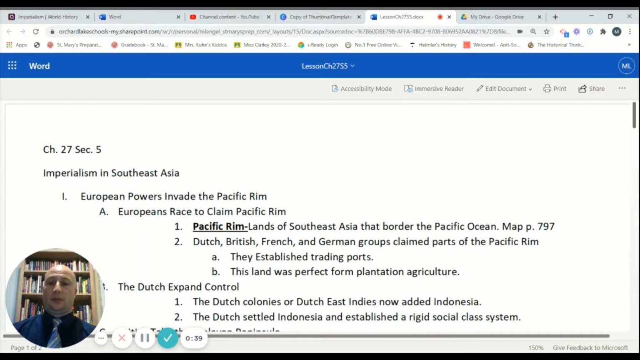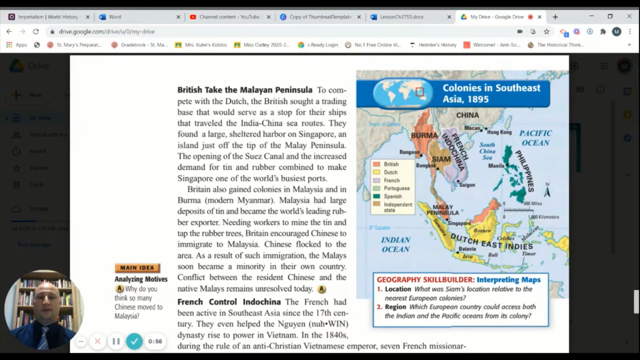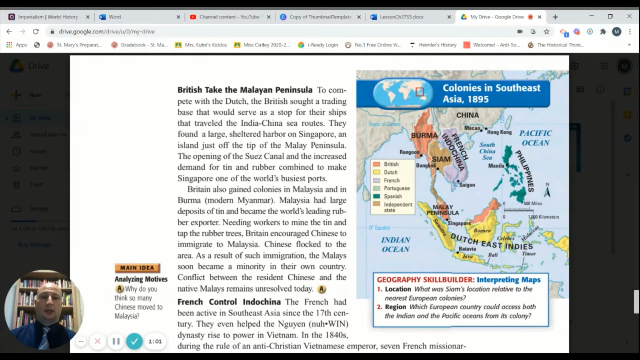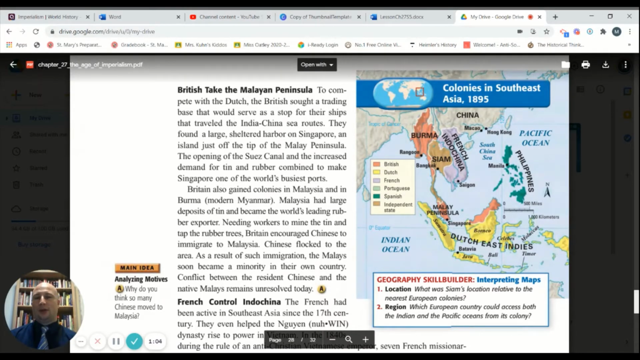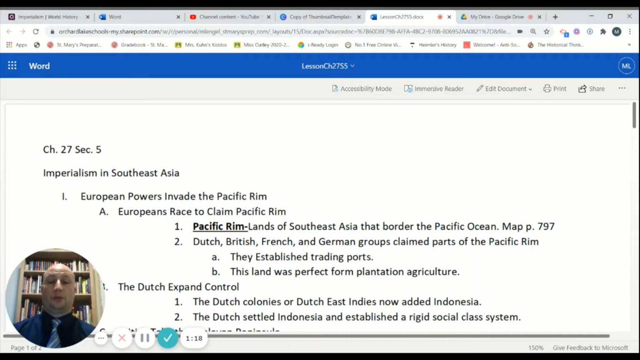The Europeans began to race to make claims in the Pacific Rim. Now, the Pacific Rim are the lands of Southeast Asia that border the Pacific Ocean. I'll show you a quick map of what that looks like right here. This is generally known as the Pacific Rim. You've got the Dutch East Indies, the Philippines, Vietnam, Siam, which is modern day Thailand, Burma, and then you could also consider Hawaii, New Zealand, some of those places as sort of outside of the Pacific Rim as well.